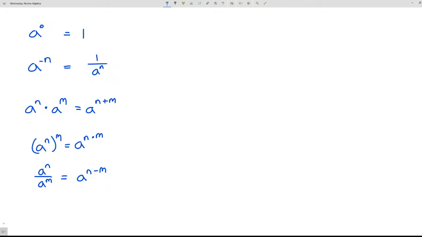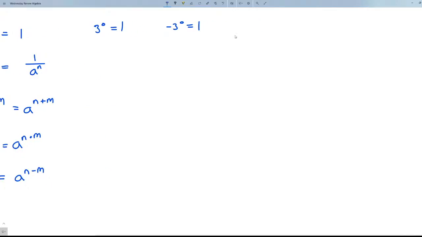The big one though for the first part is going to be a to the 0. So anything to the 0 power will always be 1. It doesn't matter if it's 3, it could be a negative value, it will still always be 1 no matter what the situation is. Now you will get into more complex problems, so if you have something that you're multiplying by that's also to the 0 power, it doesn't just automatically make that whole statement 1.